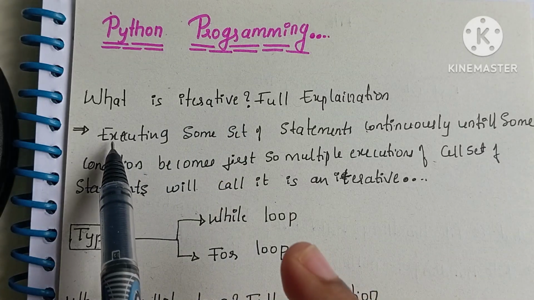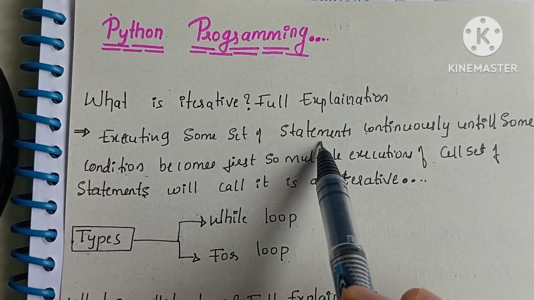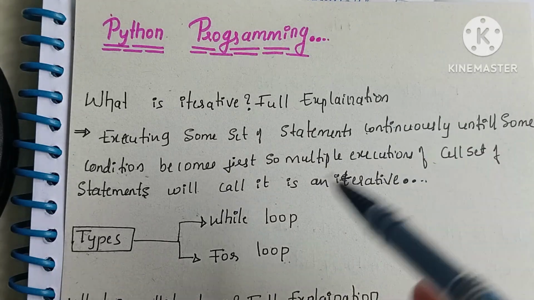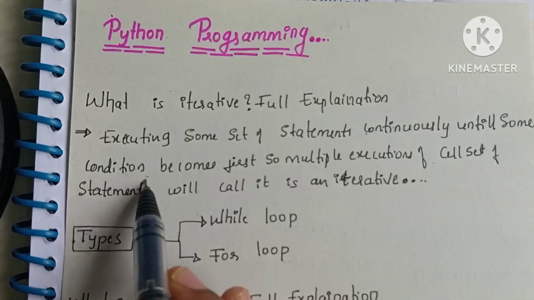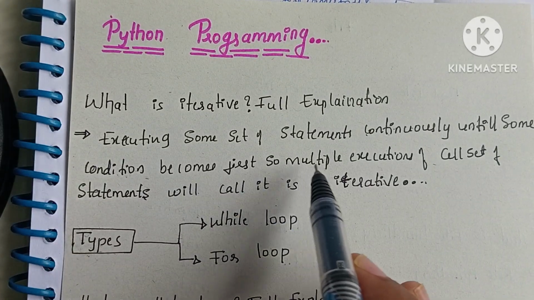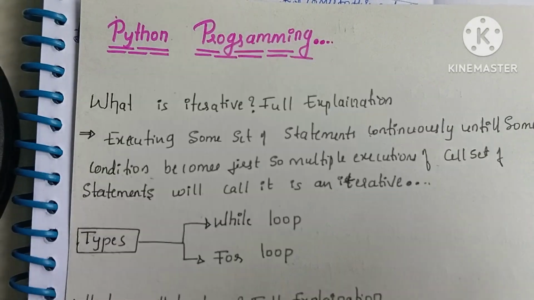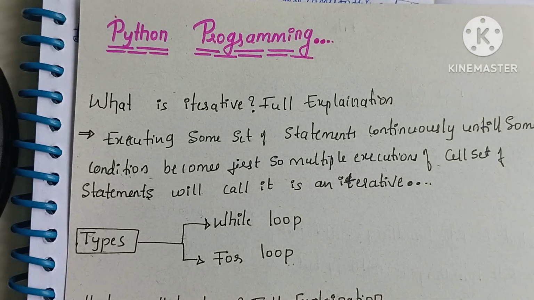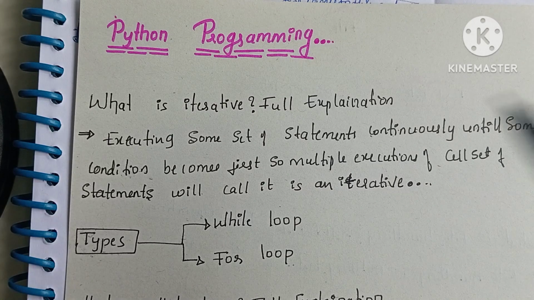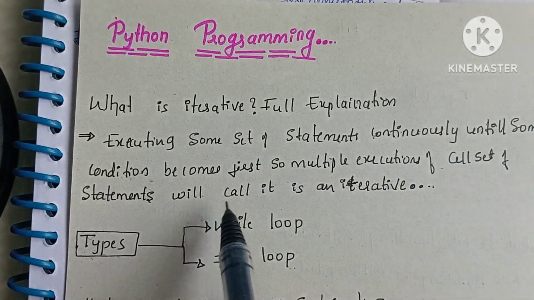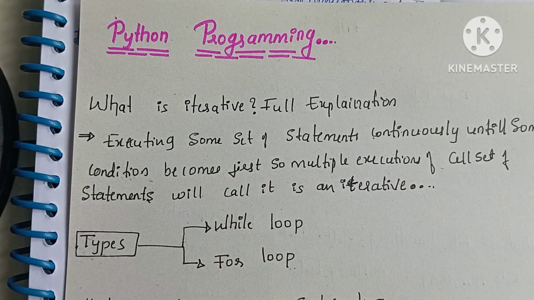Iterative means executing some set of statements continuously. Some set of statements executes continuously until some condition becomes false. Multiple execution of a set of statements is called an iterative statement. It means some set of statements continuously executing until some condition becomes true or false. So multiple execution of a set of statements will be called iterative statements.